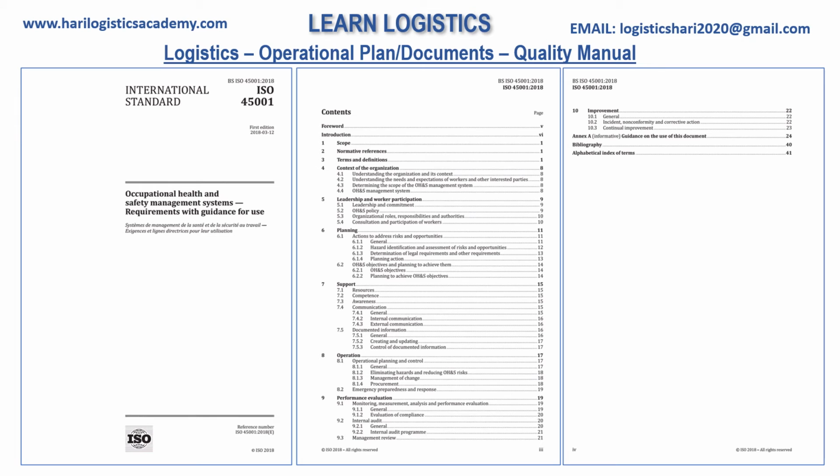And this is for ISO 45001. This is for occupational health and safety management systems. Again, this is also only a sample contents. For details, you can go to the classes of quality, or you can go through the internet.